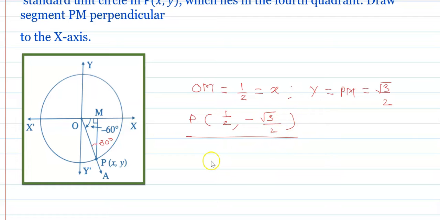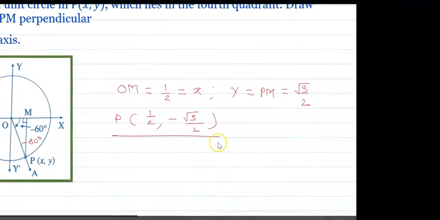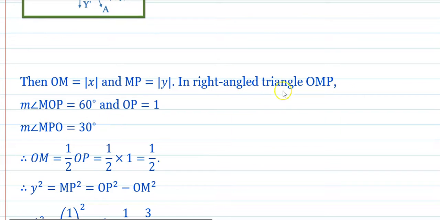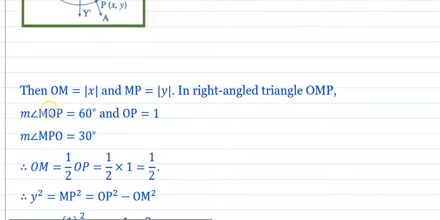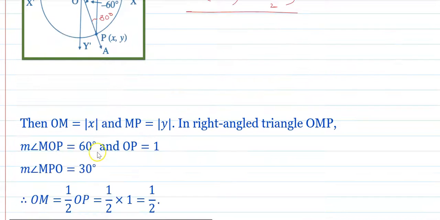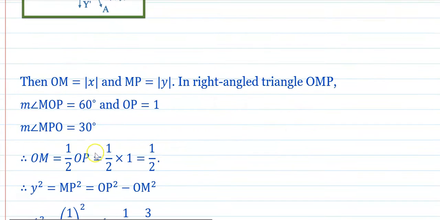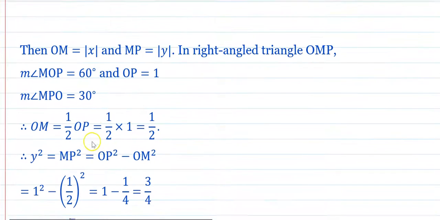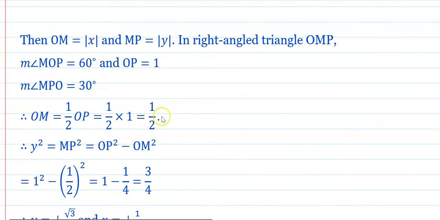And hence, with the help of these 2 points, we will find all the trigonometric functions of minus 60 degrees. Now see this here. OM is equal to mod of x and MP is equal to mod of y. In right angle triangle OMP, the measure of angle MOP is equal to 60, OP is equal to 1, and angle MPO is equal to 30 degrees. Every time we take the values of 30 degrees here. Therefore, OM is equal to 1 upon 2 OP, and that is OM is equal to 1 upon 2.